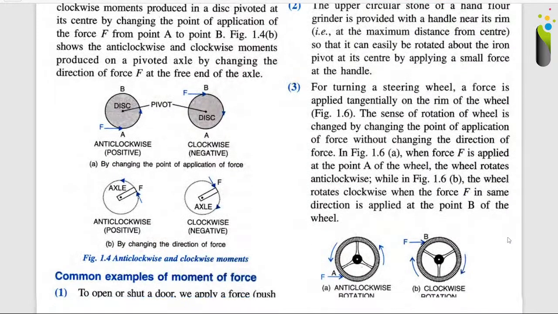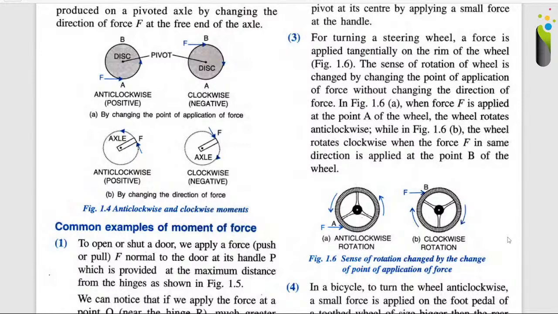For example, for turning a steering wheel, a force is applied tangentially on the rim of the wheel. You can see figure 1.6. The sense of rotation of the wheel is changed by changing the point of application of force without changing the direction of the force. In figure 1.6a, when force F is applied at the point A, the wheel rotates anti-clockwise, while in figure 1.6b, the wheel rotates clockwise when the force F is in the same direction as applied at the point B of the wheel.